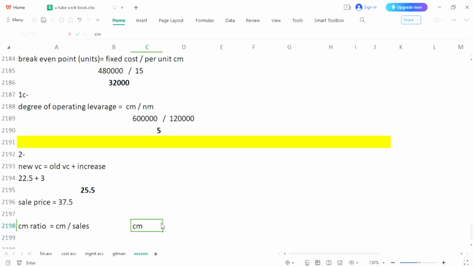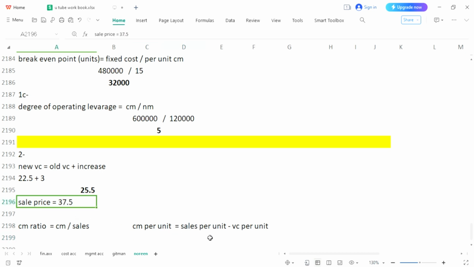CM would be calculated again. How do you calculate CM per unit? For that you need sales per unit, and you will subtract variable cost per unit. Sale price per unit is similar, 37.5, and you need to subtract variable cost per unit. The new variable cost is mentioned over here, which is 25.5.